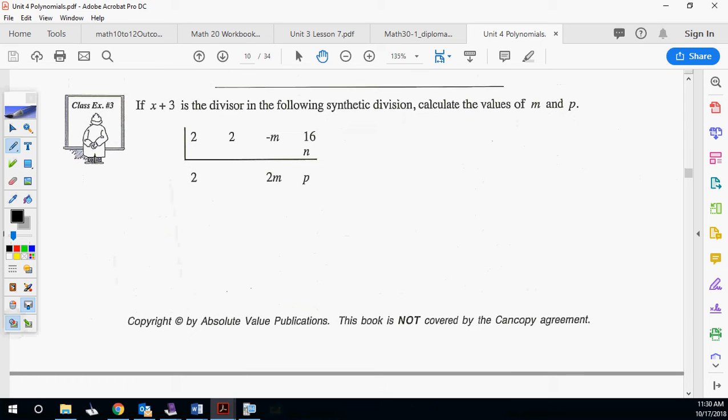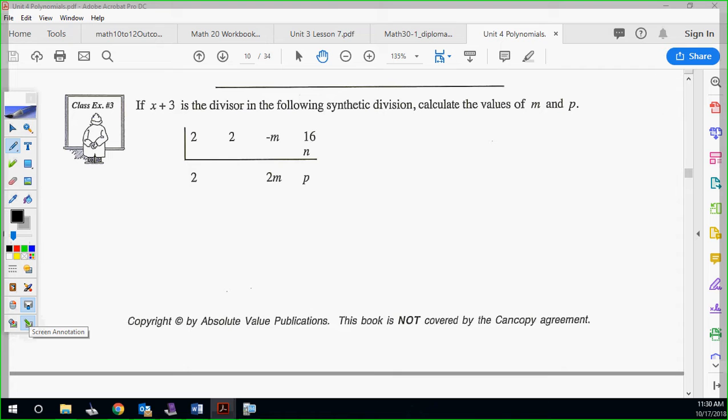Let's get to this one here, and then we've just got a couple more examples, and that's it. If x plus 3 is the divisor of the following synthetic division, calculate the values of m and p. Okay. So it's kind of making you piece together what's going on here. So for example, see how this is 2m? Working backwards, what would you have to have to get 2m? You'd have to have 3m, right?